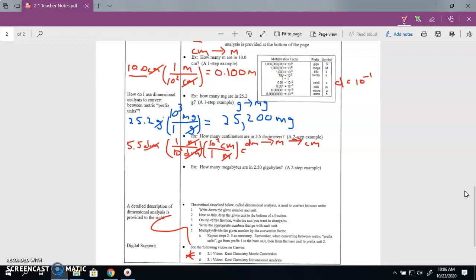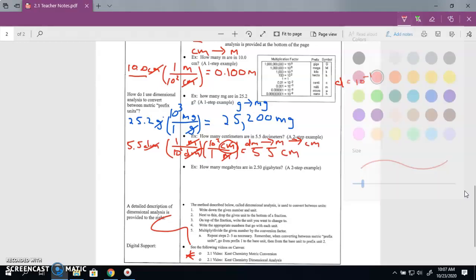If I type that into the calculator, I get 5.5 times 10 squared divided by 10 to the first. I get the number 55. Now that's nice because this number back here has 2 significant figures, and this number also has 2 significant figures. The units that I've converted to are centimeters.